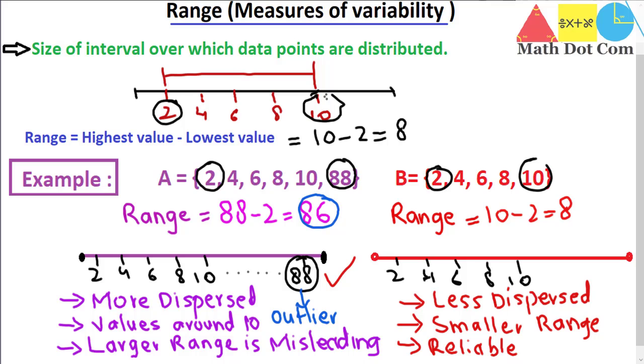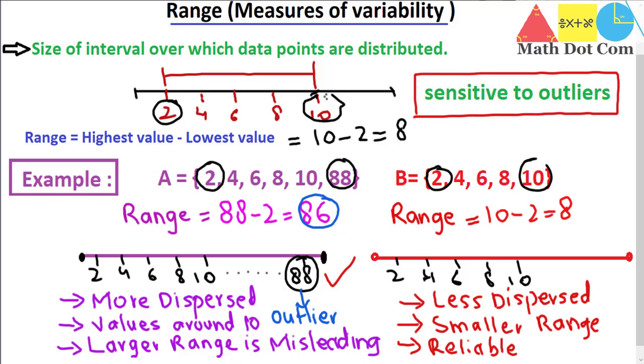So the range is not reliable if you have either a very small value or a very large value that is away from the mean value. It means that the range is sensitive to outliers. Hence, we can say that range is sensitive to outliers. Because of these outliers, the value of the range can be misleading, because it is not actually representing the size of the interval over which the given data points are distributed.